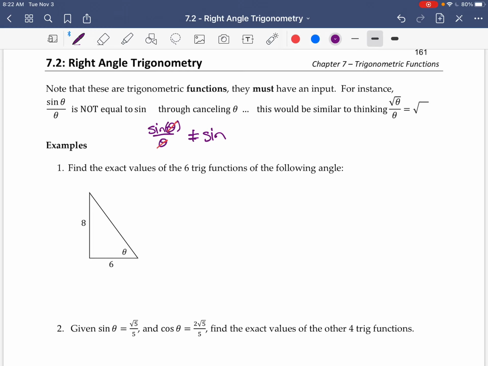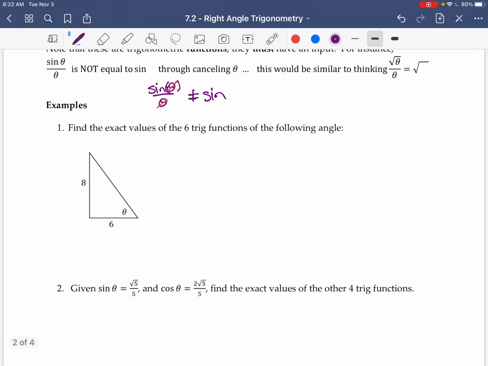So let's do an example. Find the exact values of the 6 trig functions for angle theta here. Okay, so this is the angle we're talking about. That means that the 8 is the opposite side because it's across from that angle. The 6 is next to that angle, so it's the adjacent side. And this side over here is the hypotenuse, because it's across from the right angle.